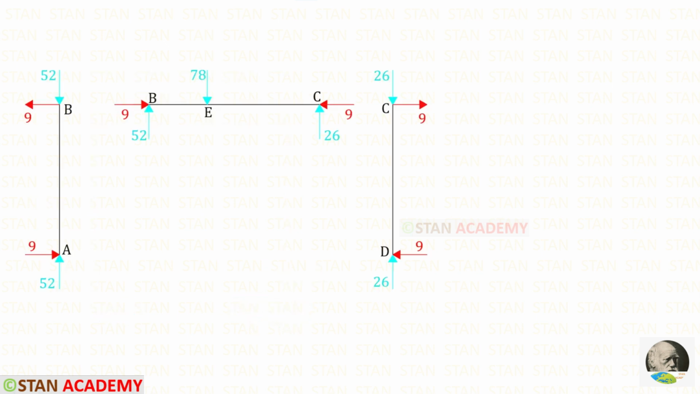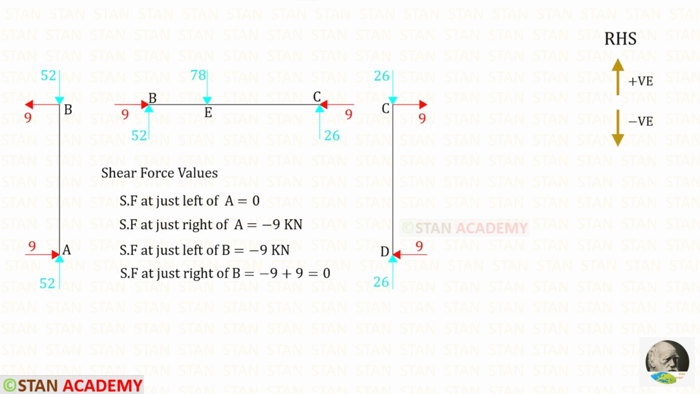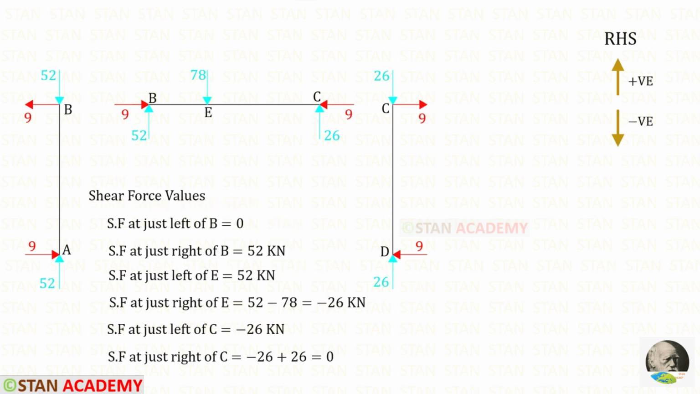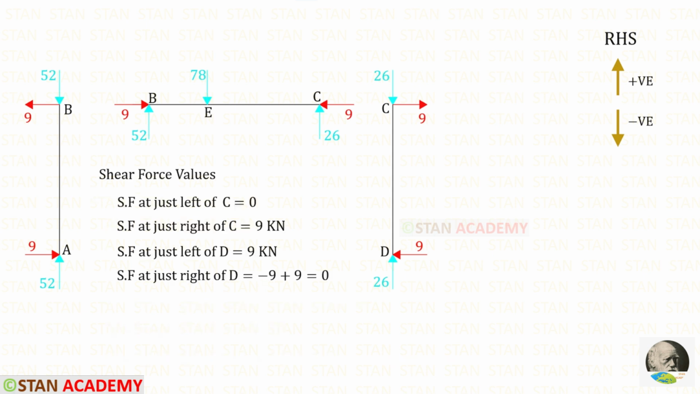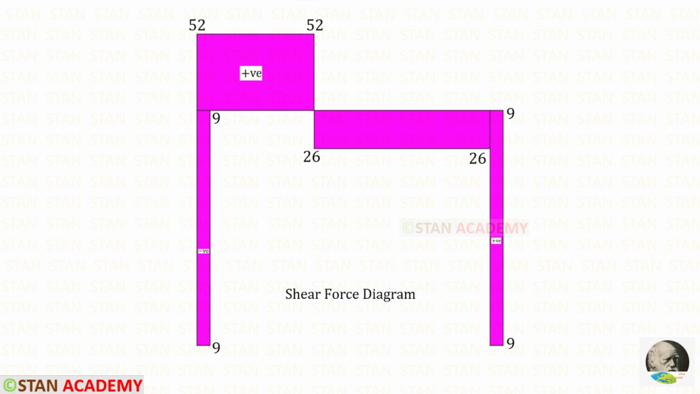Now we can draw the free body diagram. Using that, we can find the shear force values. These are the shear force values in the column AB. These are the shear force values in the beam BC. These are the shear force values in the column CD. This is the shear force diagram.